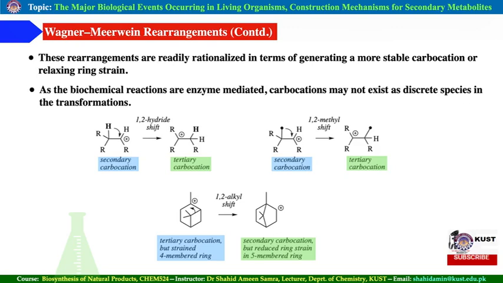Now, this is the case of simple organic reactions. In case of biochemical reactions that are enzyme mediated, carbocations as such, like discrete species like these shown here, may not exist during these transformations. So what's the actual case? We talk about the loss of electron density or the decrease of electron density. If the electron density is decreased too much over one carbon, that will be regarded as a carbocation.